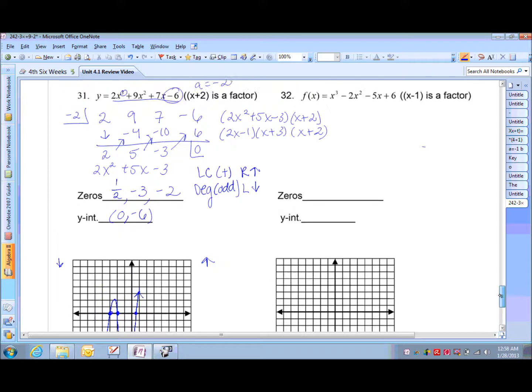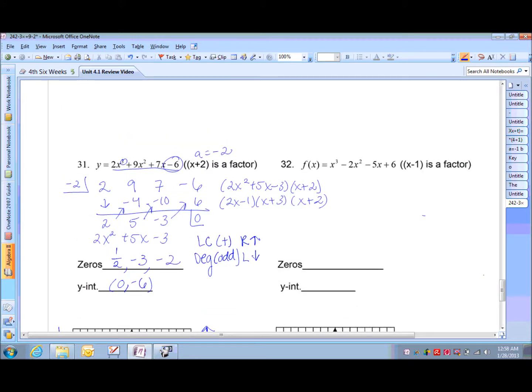Okay, the last one, doing the same sort of problem. They give us a factor, and we need to finish factoring out this polynomial by using synthetic division. So if x minus 1 is what we're dividing by, using synthetic division, our a value is going to be 1. Our polynomial is in standard form, and there are no terms with coefficient of 0, so we're good to go. So we write our coefficients out: 1, -2, -5, and 6.